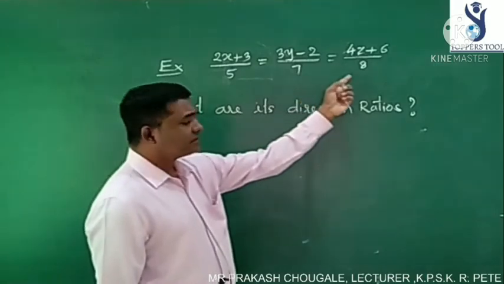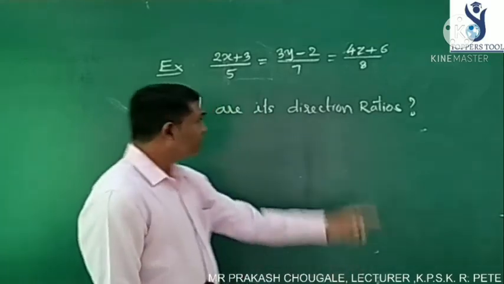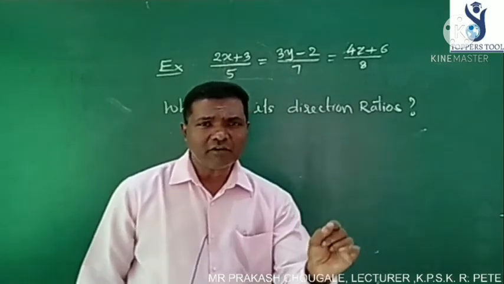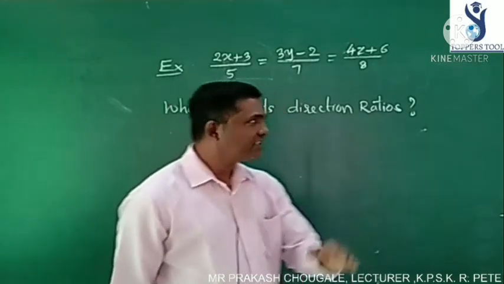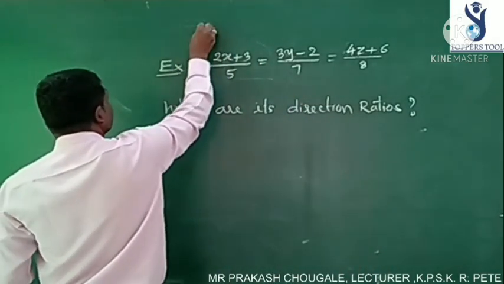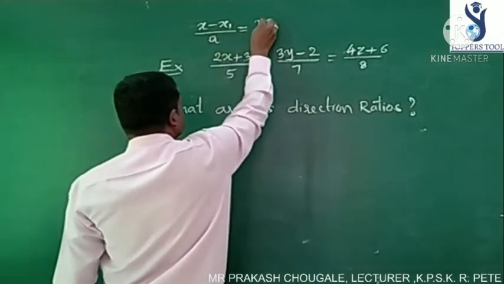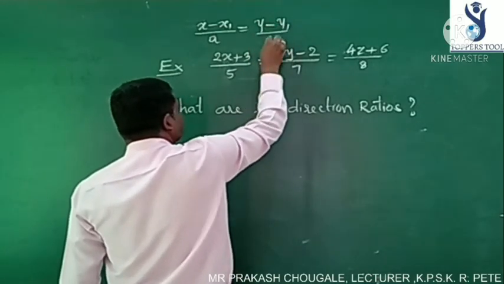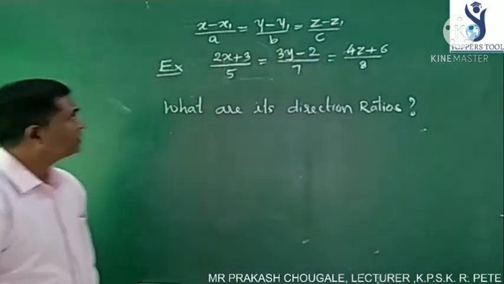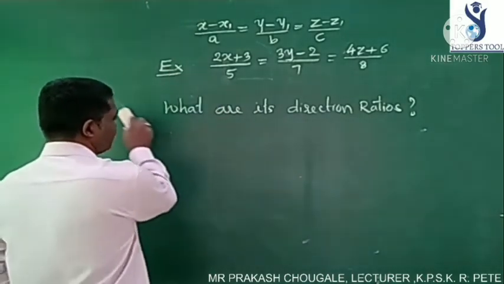So here is a line and you are asked to find its direction ratios. This is not in the standard form. We want it in the form (x − x1), (y − y1), (z − z1). Let me write here, this is your standard form: (x − x1)/a, (y − y1)/b, (z − z1)/c. So you have to express this in this form first.